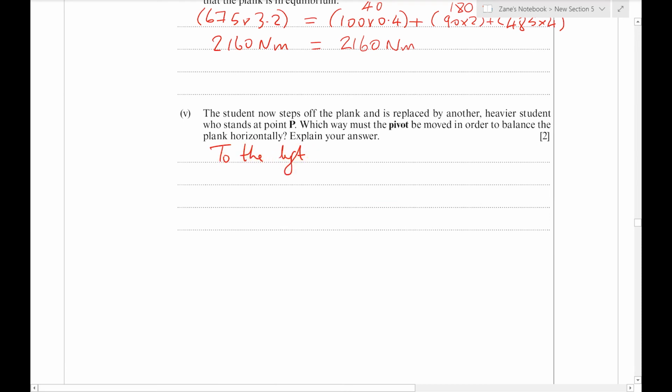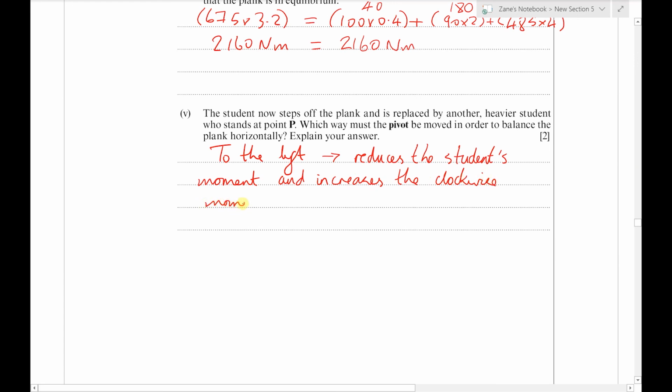And just put a bit of an explanation. This reduces the student's moment and increases the clockwise moments to restore equilibrium.